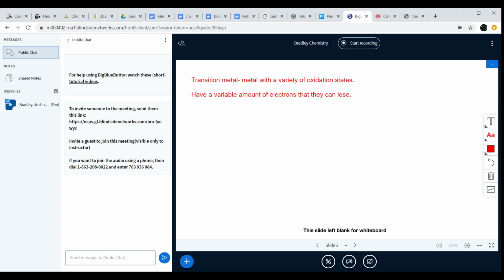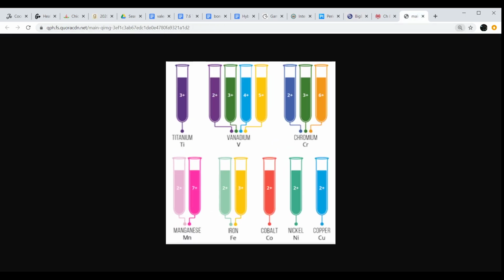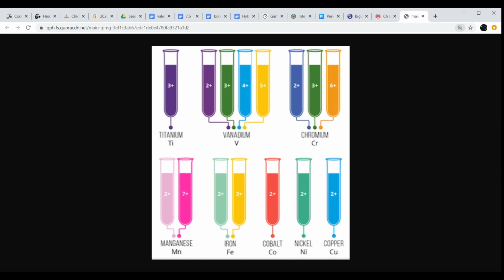And another thing about that is that the different electron ions, or the different oxidation states, are also going to end up having different properties as well. So for instance, this image that we have here is an example of a couple of the different oxidation states and the colors that they'll have.